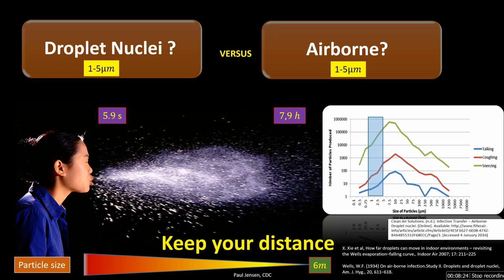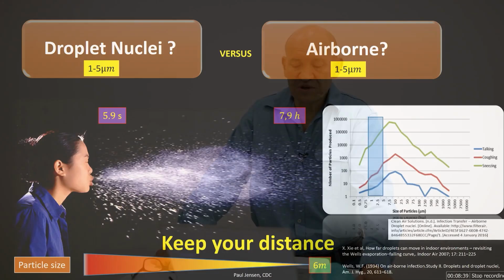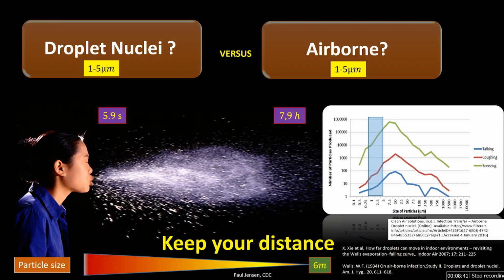If the particle size is big, anything more than 100 microns, these small droplets will fall from your mouth. And as they drop down, they actually can fall at your feet. Here I'm showing that it takes around 5.9 seconds before they hit the area right in front of your feet. But on the other side, if these particles are 1 micron in size, they will stay in the air for up to 7.9 hours. These small particles are usually what we call the droplet nuclei.